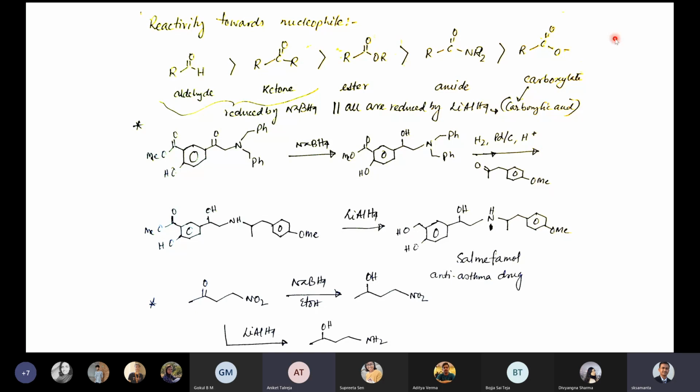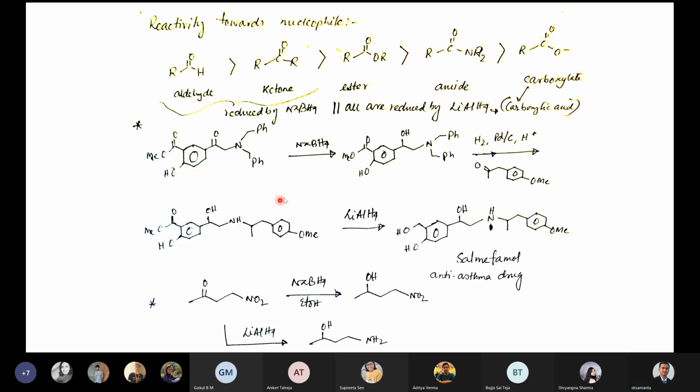Sir, because the acid will react with lithium aluminum hydride and liberate hydrogen gas. Yes, perfect. Very good answer. This is the reason that generally we will not use lithium aluminum hydride for carboxylic acid reduction. Okay. So this is the reactivity order, and these are the reducing agents. We will see what we use for this one after this slide.